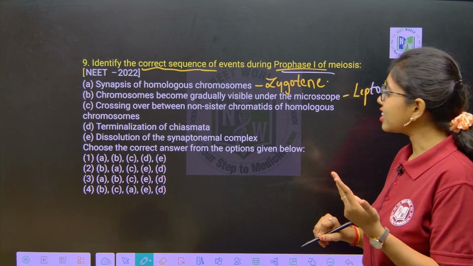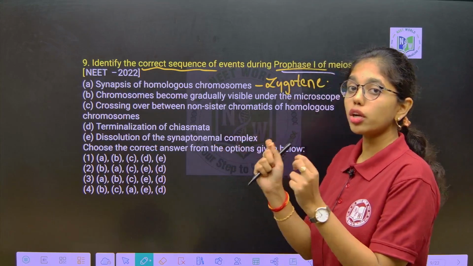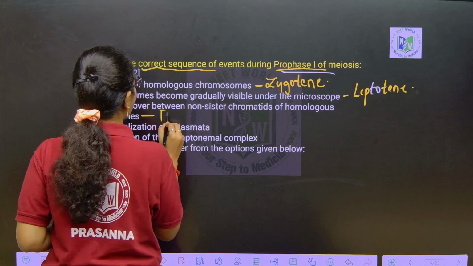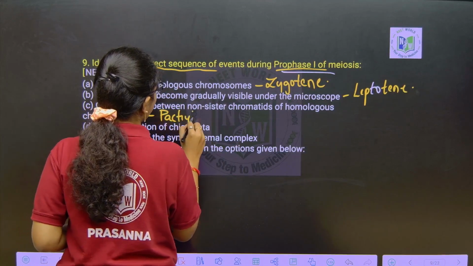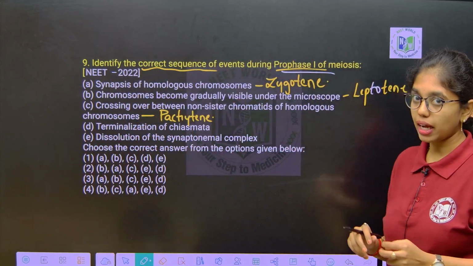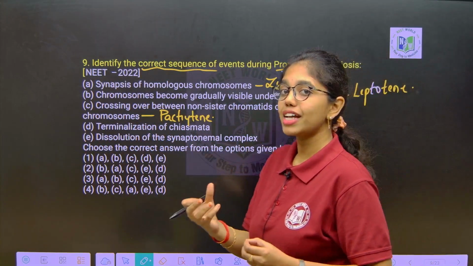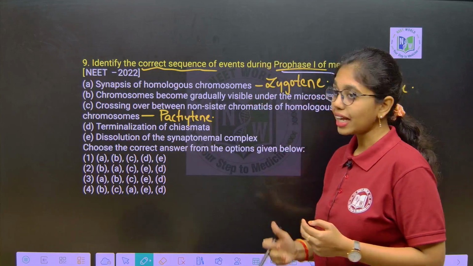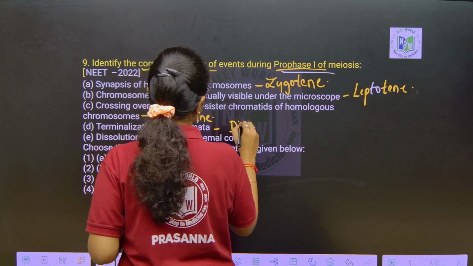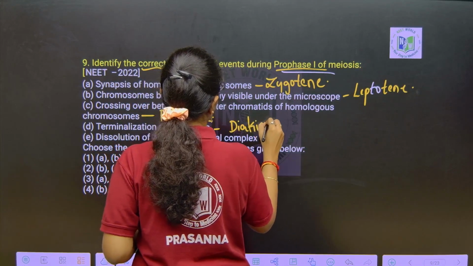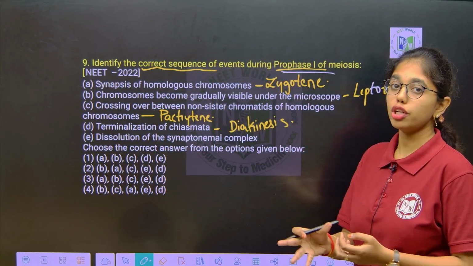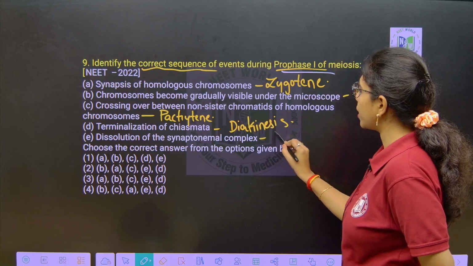Crossing over between non-sister chromatids of homologous chromosomes happens during pachytene. Terminalization of chiasmata happens during the last stage, that is diakinesis. And dissolution of synaptonemal complex takes place in the diplotene.